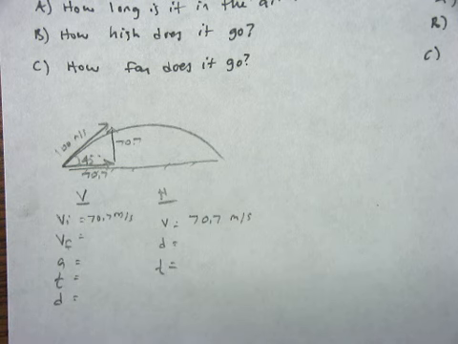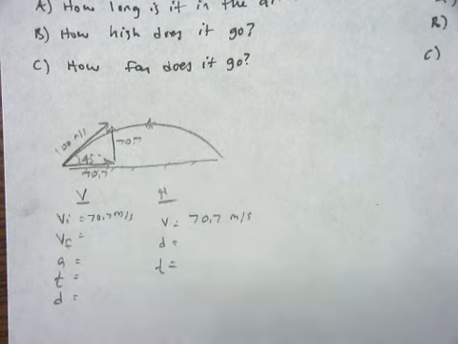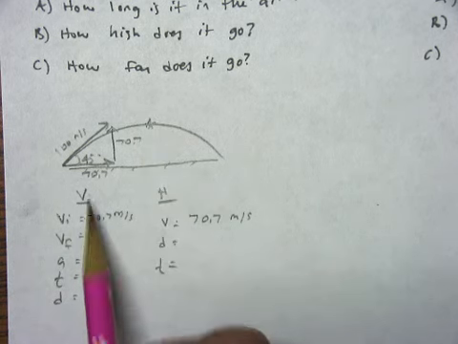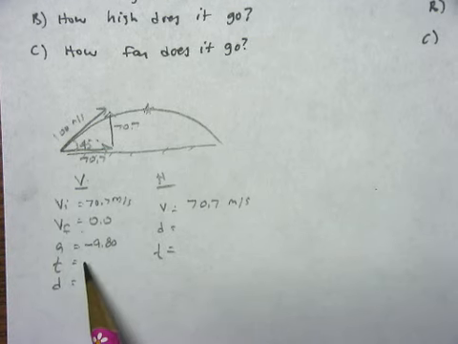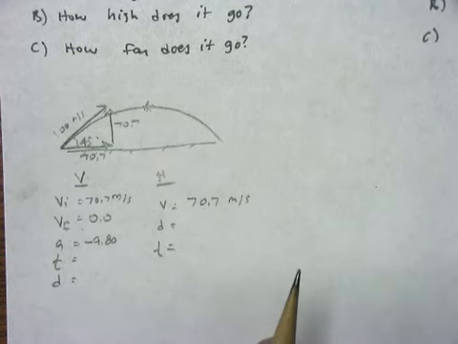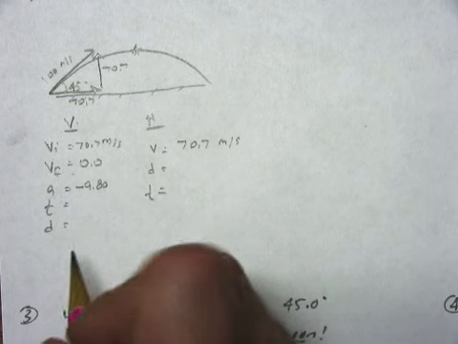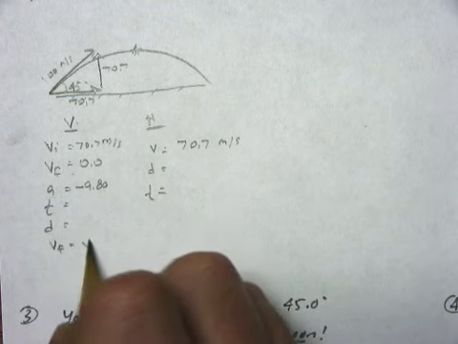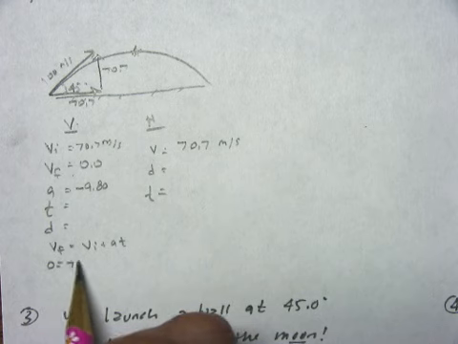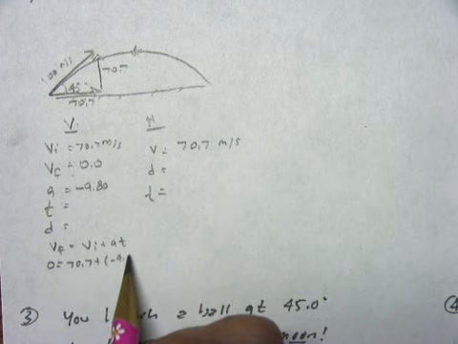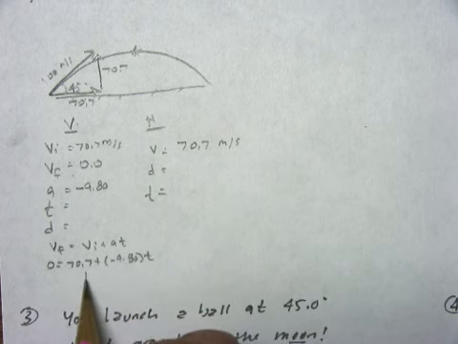Let's see. I'm going to take part of this special spot right there. The vertical velocity right there is 0. The acceleration is always negative 9.8. So I can find the time, and I can also find the distance. I'll just plug it into either one of my equations here. So I'll go VF equals VI plus AT. So 0 equals 70.7 plus negative 9.8 T.